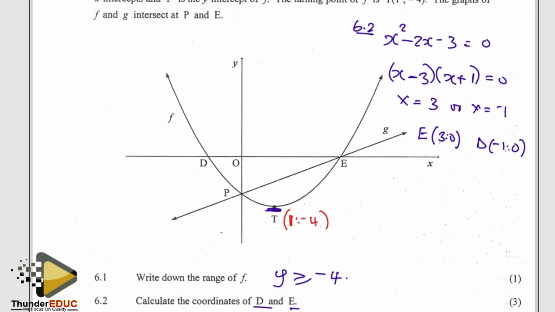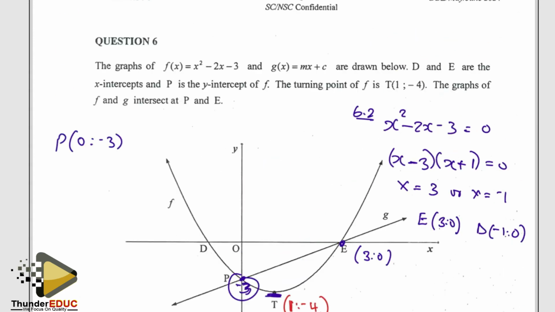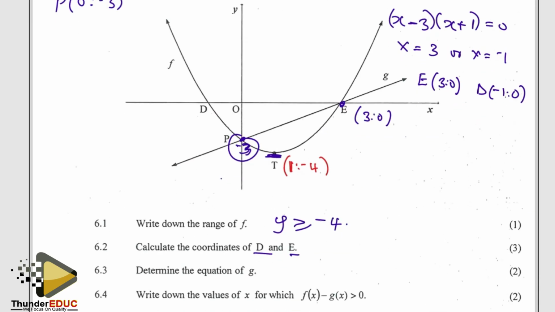And then they want the equation of G. So we already have these coordinates here, which is 3 and 0. Do we have the coordinates of P? We can get P. We know that at P, x is 0. So chances are high this is going to be a -3. So I'm going to say P is 0 and -3. How am I getting the -3? Just replace x with a 0 because that is the y-intercept or the y-axis.